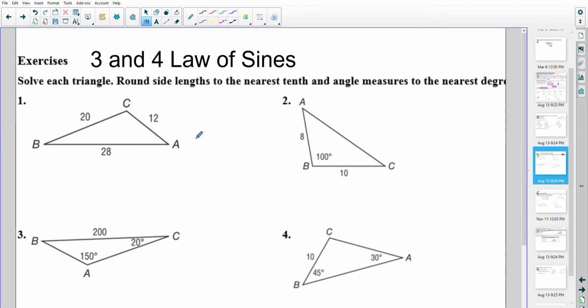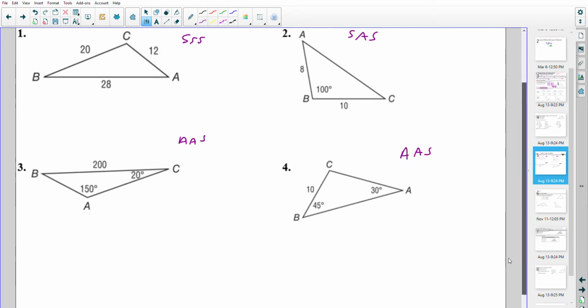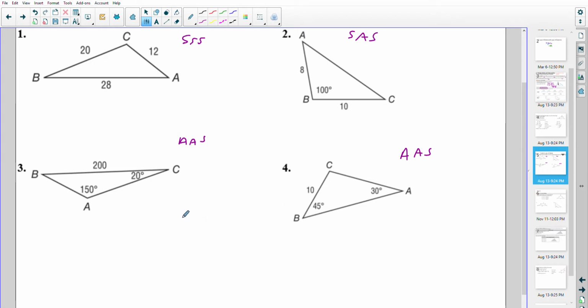Now, the first thing that I want to do is identify each type of triangle. So this is a side, side, side. That would be law of cosines. Side, angle, side, law of cosines. This is going to be angle, side, in that order, and therefore law of sines. Angle, side in that order, and therefore I can use the bottom two and do the law of sines on both of them. I'll just set them up.